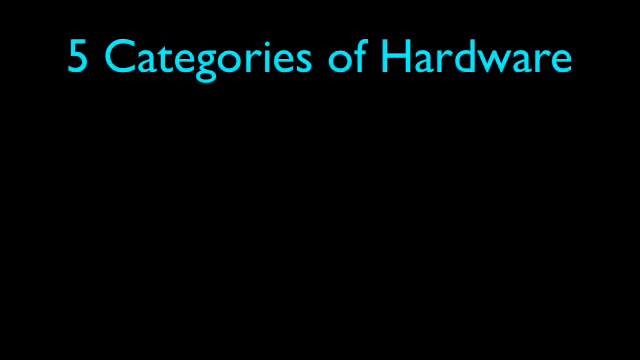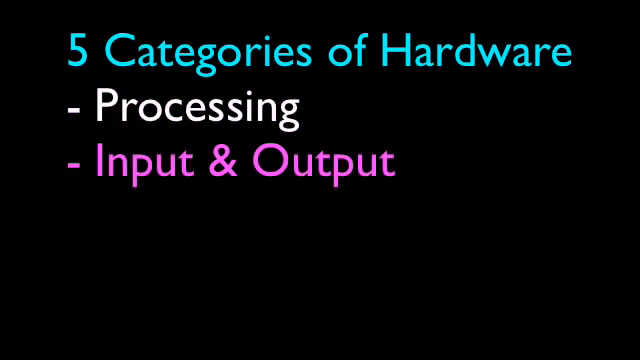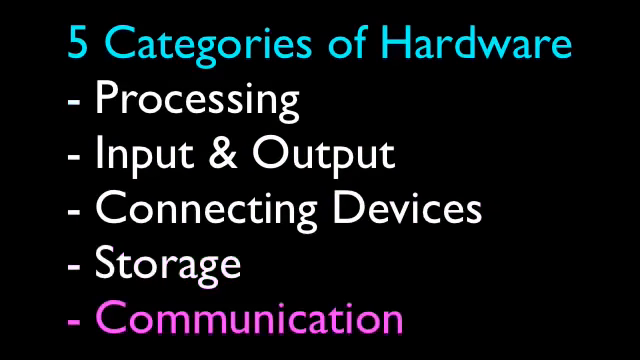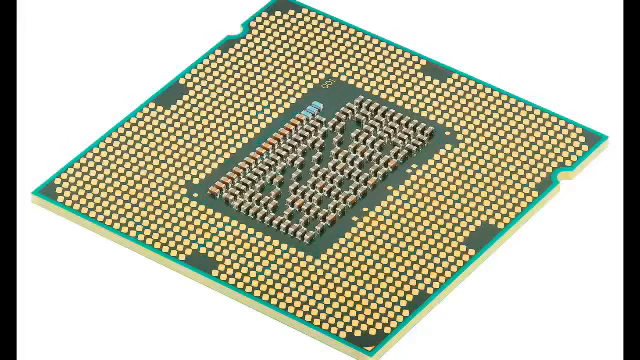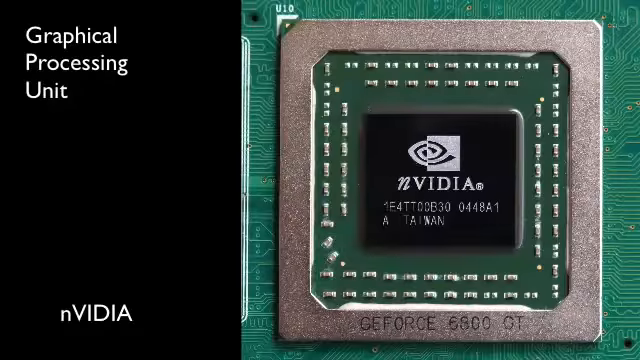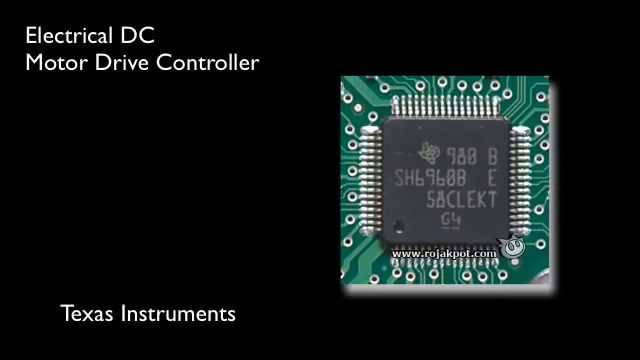In general, we can take a look at 5 categories of hardware. We'll start with processing, then look at input and output, connecting devices, storage, and communication. The central processing unit, the CPU, is where the actual computation work is done. It is made of millions of small electrical gates called transistors, which are printed on a silicon chip. Some CPUs are designed to perform a specific task, like controlling a heating unit, while others are designed for general-purpose computing.